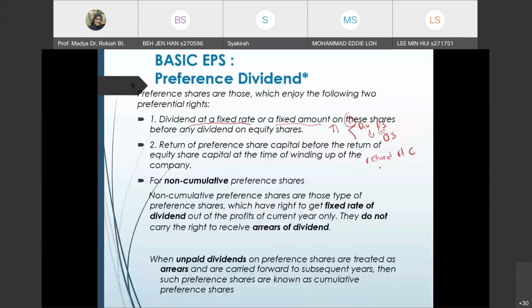So there are two types of preference here: in terms of dividends, and in terms of the return or refund of capital.